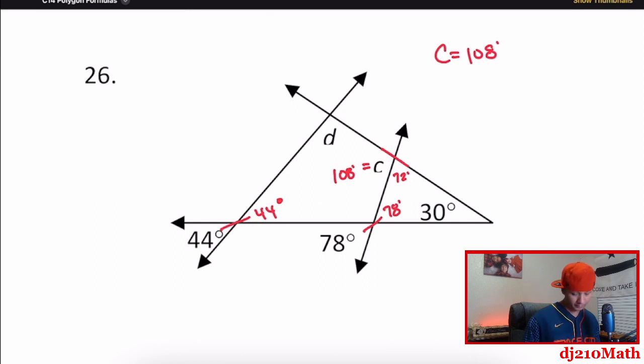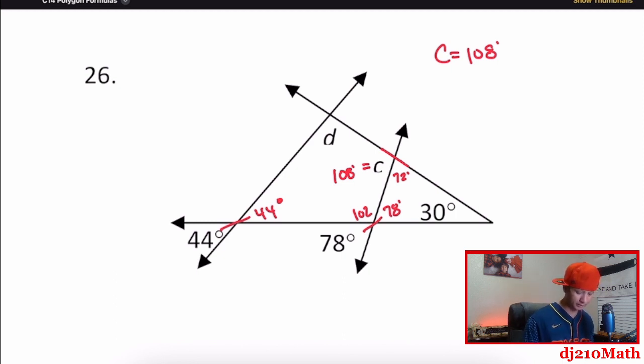We have 180 minus 78, which is 102. We have a quadrilateral, a four-sided shape, so it must add up to 360.